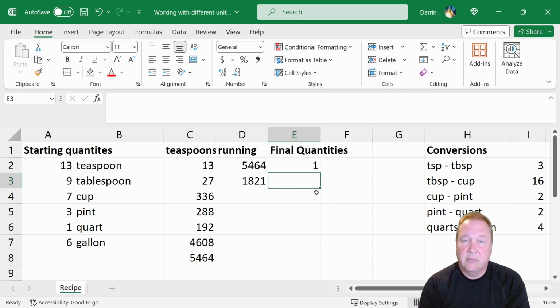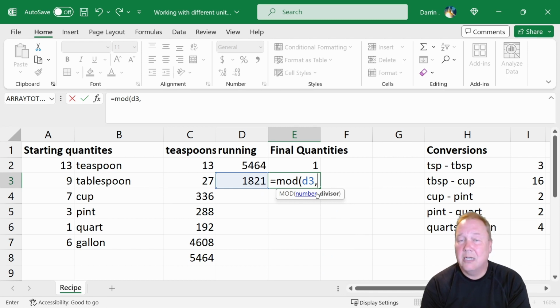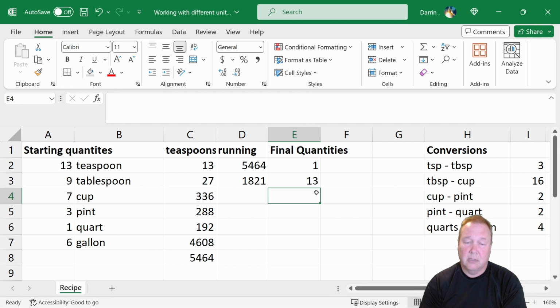Okay, so now the formula is pretty much the same here. It's just equals mod of D3, and the divisor in this case is the number of tablespoons in a cup. And remember, I'm not dividing, this is the remainder operation. And that tells me I have 13 tablespoons.